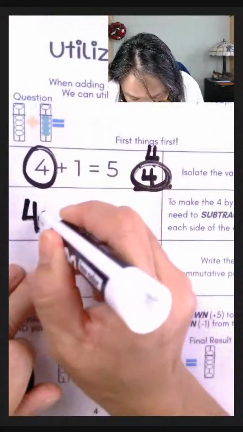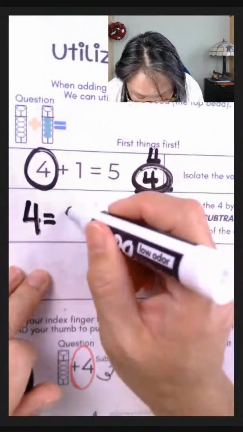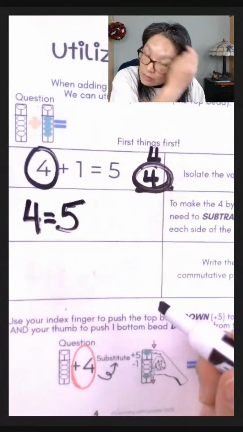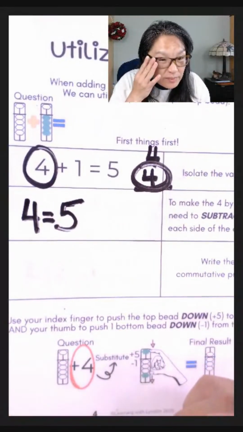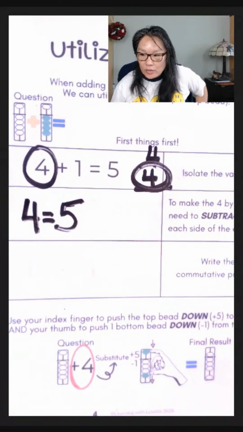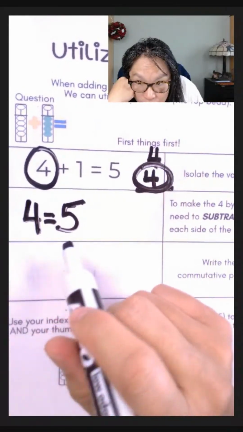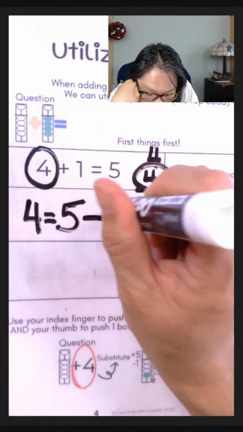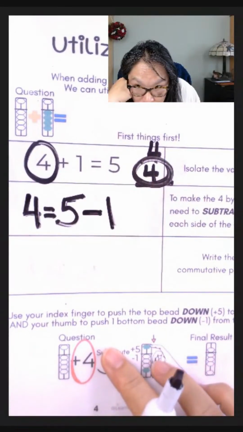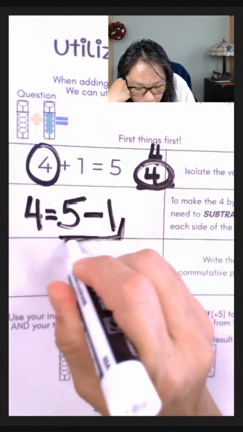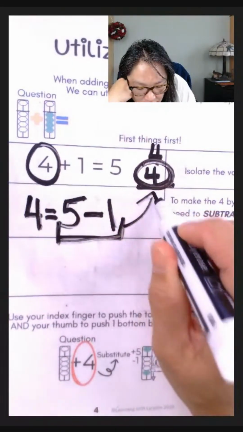We're going to have it equal 5. But that's too much. We need to balance the equation. How do you balance this equation? We have to take away the 1. So what did we just do? We balance. Now we substitute this information into here.